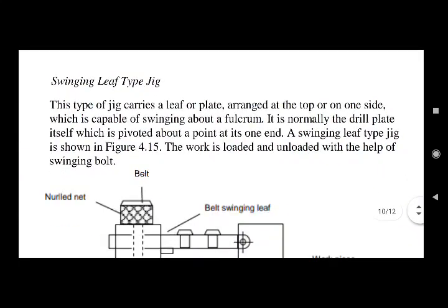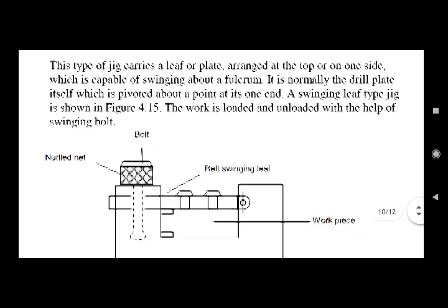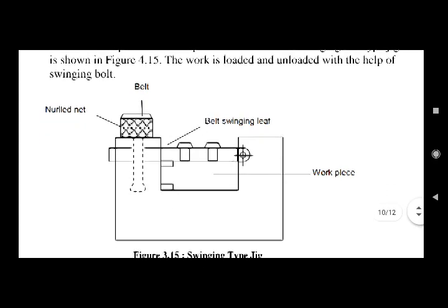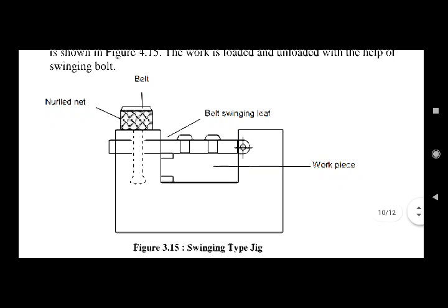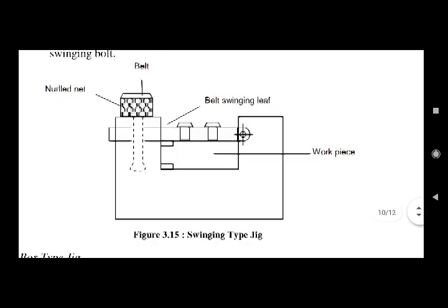Now, swinging leaf type jig. This type of jig carries a leaf or plate arranged at the top or one side which is capable of swinging about a fulcrum. It is normally the drill plate itself which is pivoted about a point at one end. A swinging leaf type jig is shown in the figure. The work is loaded and unloaded with the help of a swinging bolt. Now you can see the workpiece. It has been locked using a swinging leaf, then it is a knurl nut and it is a bolt.